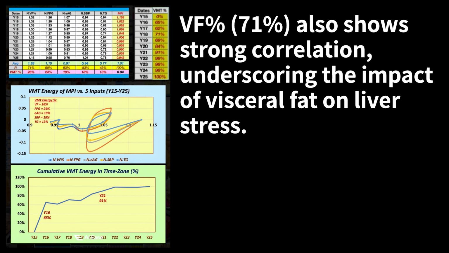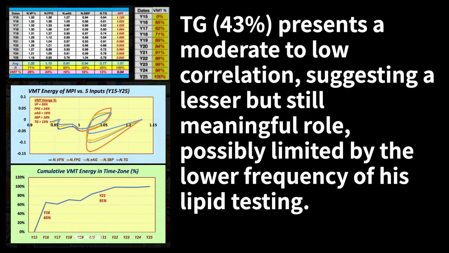VF%, 71%, also shows strong correlation, underscoring the impact of visceral fat on liver stress. TG, 43%, presents a moderate to low correlation, suggesting a lesser but still meaningful role, possibly limited by the lower frequency of his lipid testing.